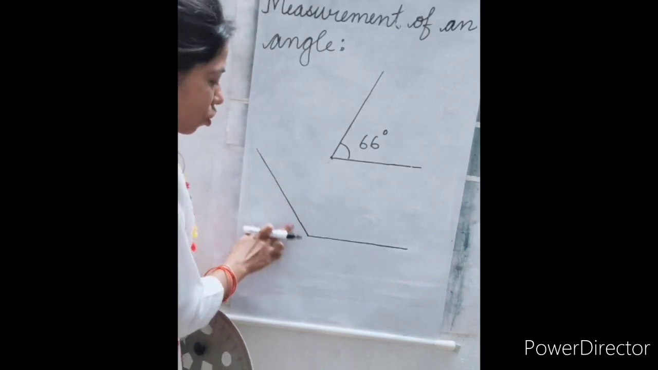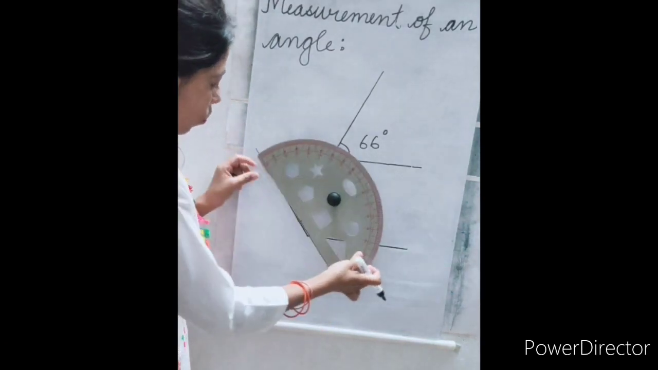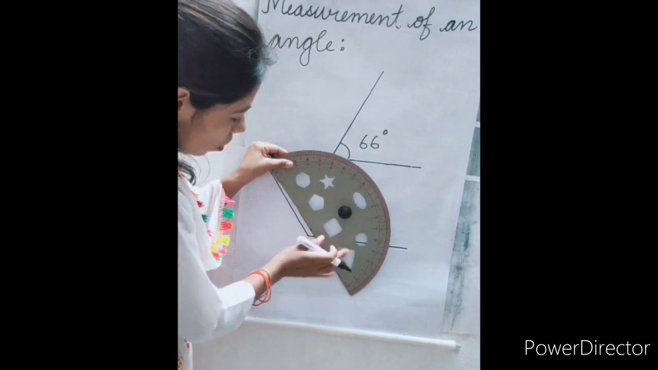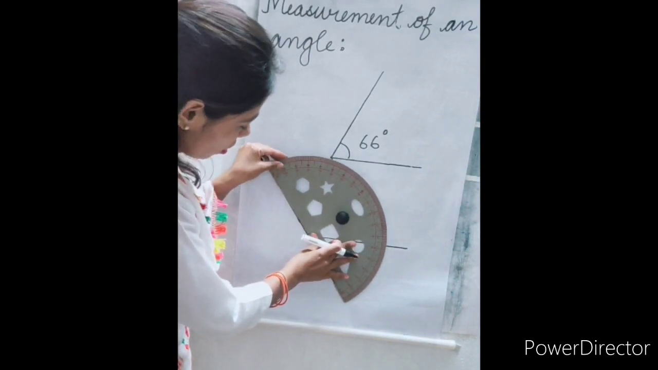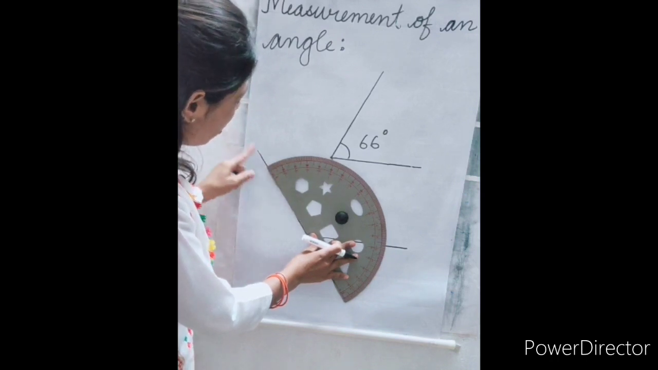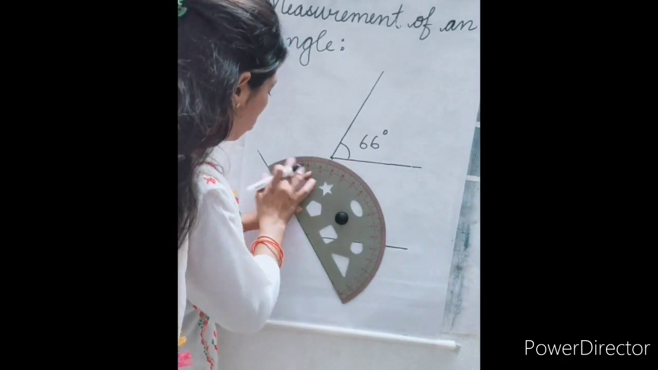Now this time we will measure it from this one arm. Same as before, we will try to place the 90 degree point at the vertex, and the base or 0 degree line at this one arm of the angle. And now we will start measuring.